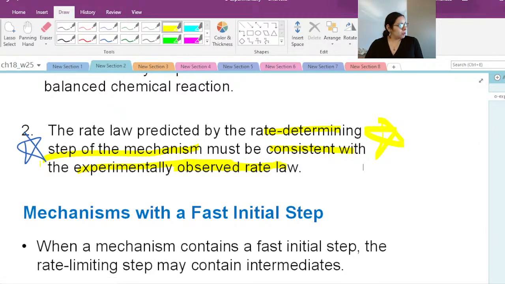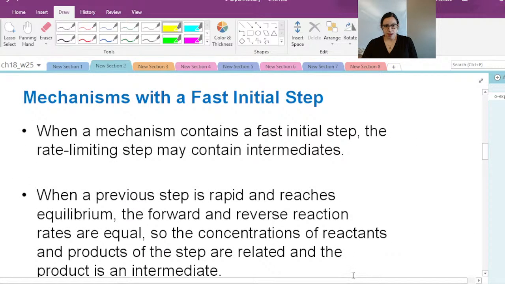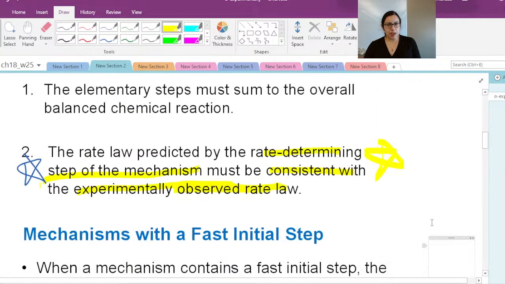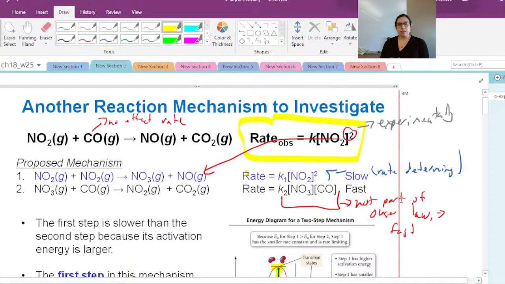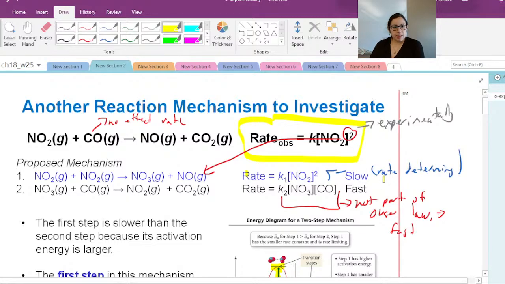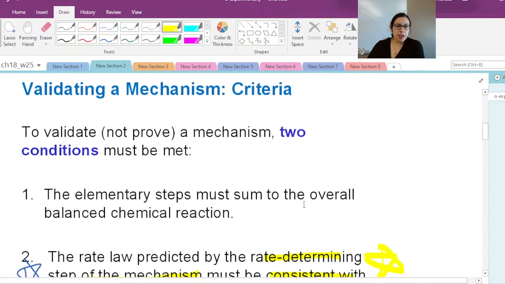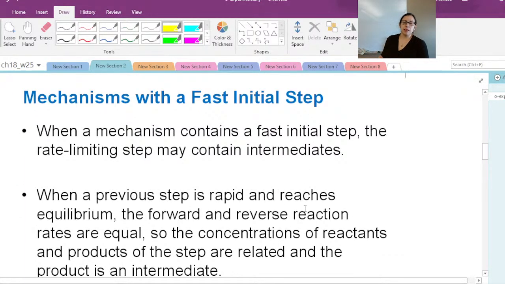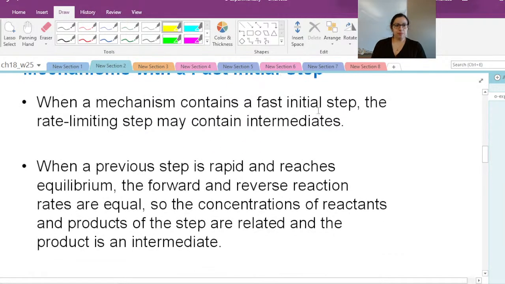And okay, so now we'll get into a little bit more mathiness. The next question is, we looked at this first mechanism, and of course, our first step was our rate limiting step. And so now we want to look at mechanisms with a fast initial step. And so of course, when you have a fast initial step, like we haven't seen it yet, but just in theory.